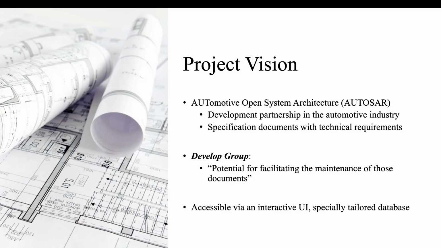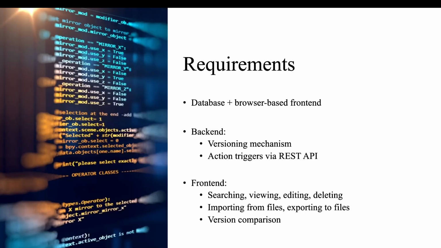Our goal was to facilitate the work of our industry partner with these documents by creating an online database with a browser-based user interface. So we have developed a versioning mechanism and action triggers via REST API in the backend in order to be able to search, edit, update, or delete these spec items in the front end, and also to import or export documents containing these specification items or to compare their versions.